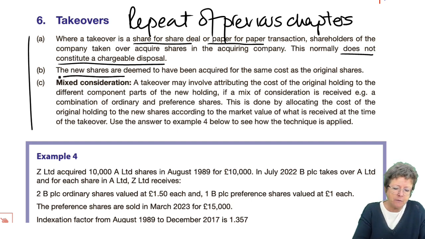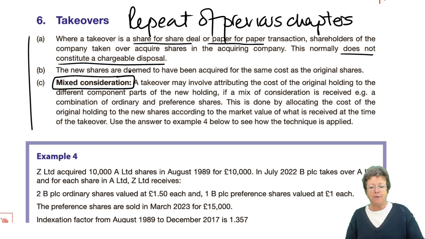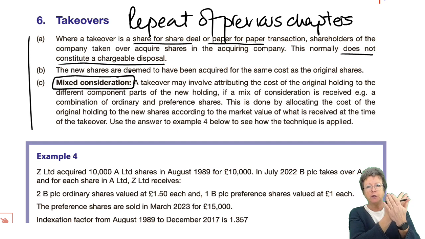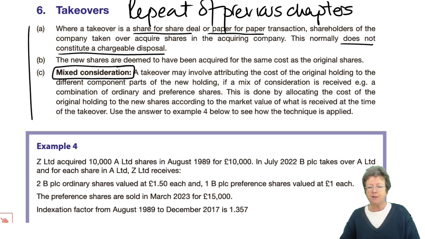Mixed consideration is where there may be different kinds of shares. If it's still paper for paper, you had red ones before, now you've got blue and green ones. The cost of these blue ones needs to be allocated between the red ones and the green ones. And we did a step process previously to this. Do you remember the step process?